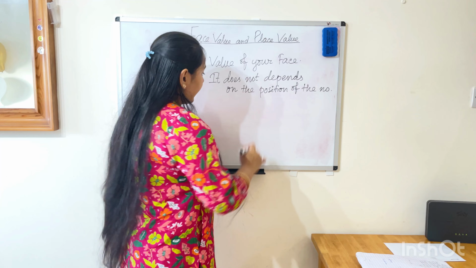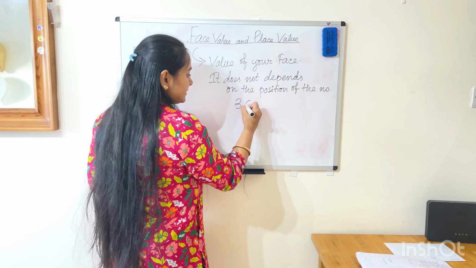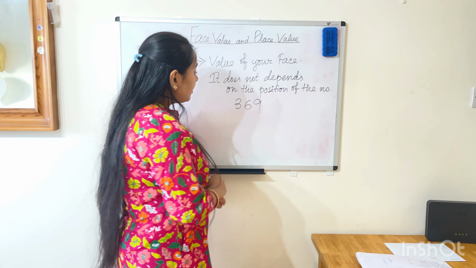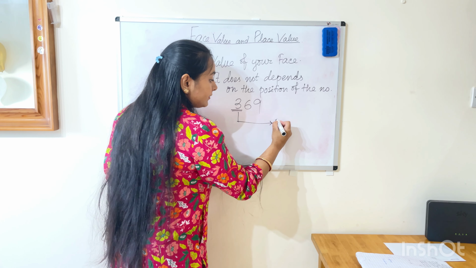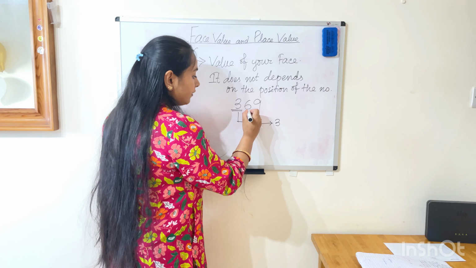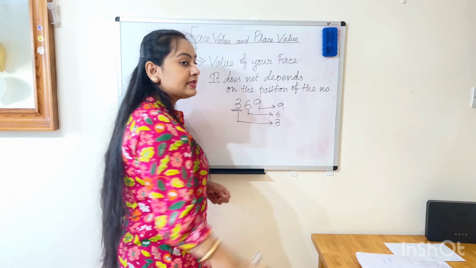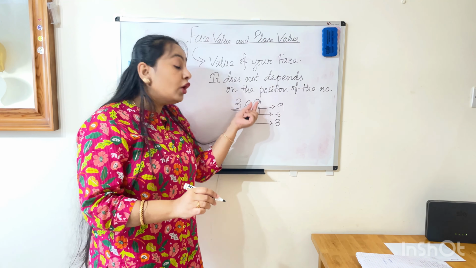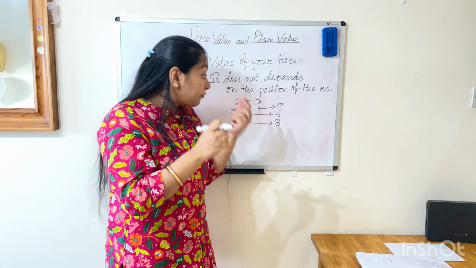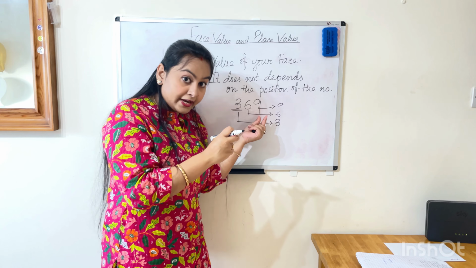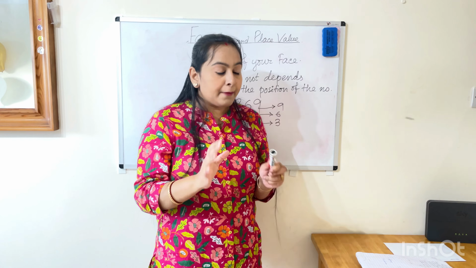Suppose I am giving you one example. Suppose one number is 369, right? So the face value of 3 will remain 3. The face value of 6 will remain 6. Or the face value of 9 will remain the same as 9. So the value of that particular number remains the same in case of face value. Means face of the number, right? So it will remain the same. So I hope all of you are understanding up to this portion.